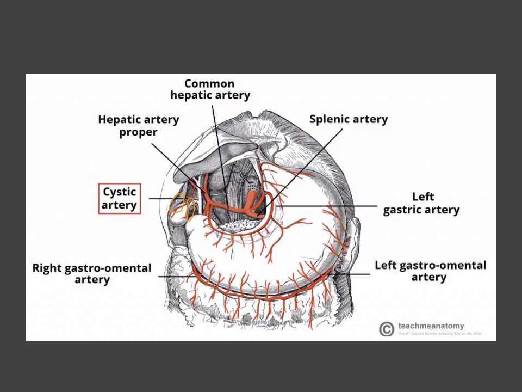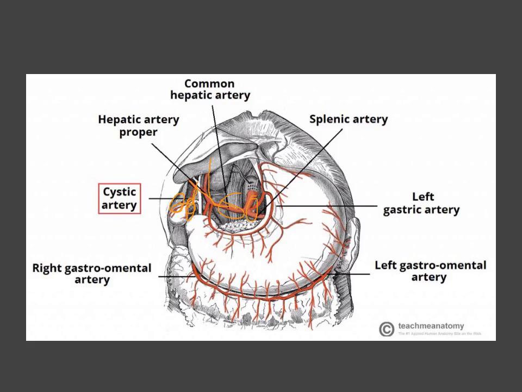Again, the common hepatic artery from the celiac trunk, the common hepatic artery to the left and to the right hepatic artery. From the right hepatic artery, we have the cystic artery, which will be divided into the anterior and posterior cystic arteries. What about the veins of the gallbladder?